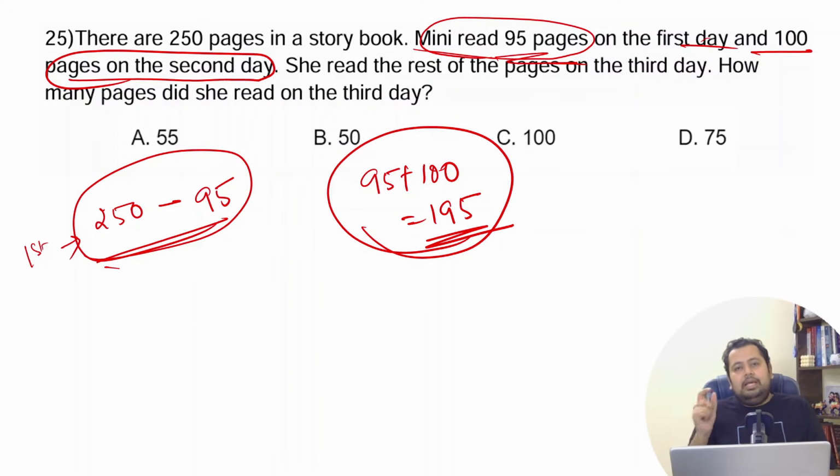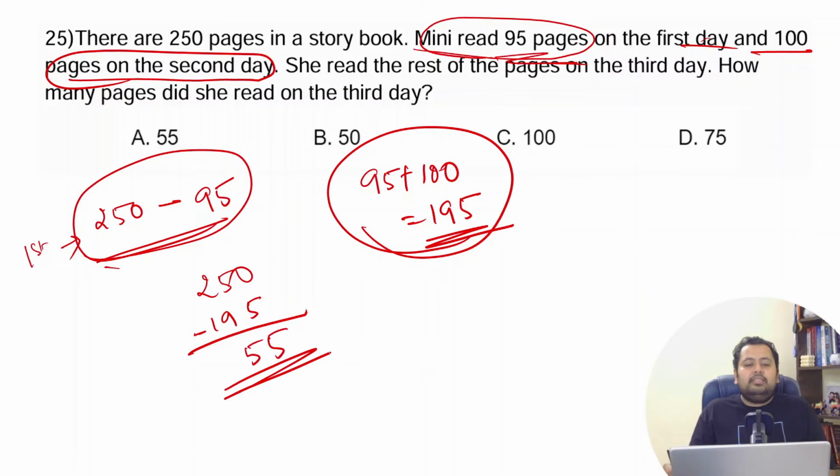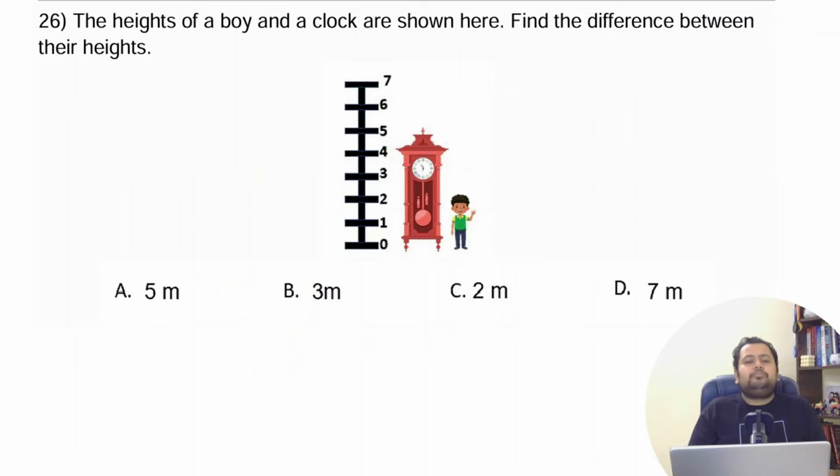The rest of the pages that are required to complete the book, she reads on the third day. So the answer is obviously 250 minus 195. I'm not doing the subtraction over here, you will get 55 as the answer. Option number A is the correct answer. I hope you got it correct. I hope you understood the approach. If you did get it correct, give yourself a star. And now we move to question number 26.